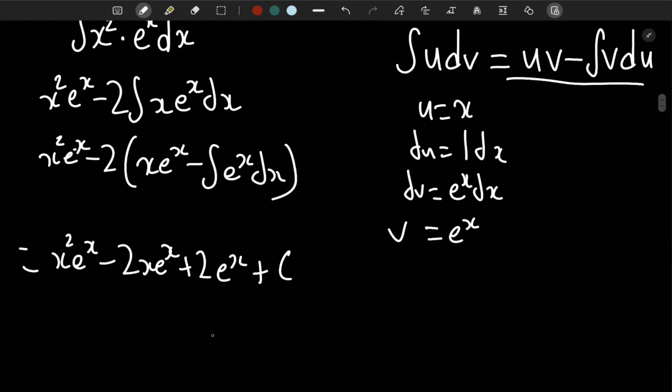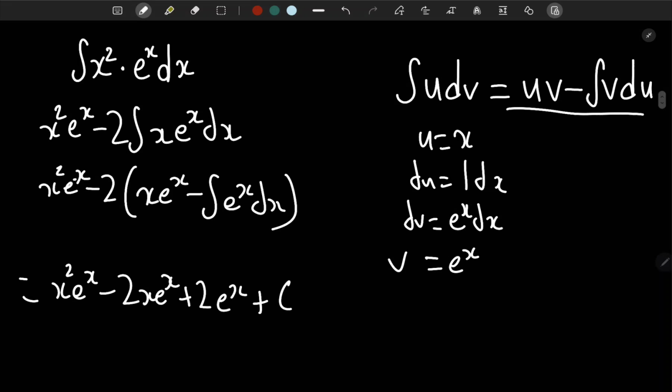So let's say if we had x to the power of 5 multiplied by e to the power of x, this means you would need to integrate by parts 5 times. So that's a quick way of knowing that.